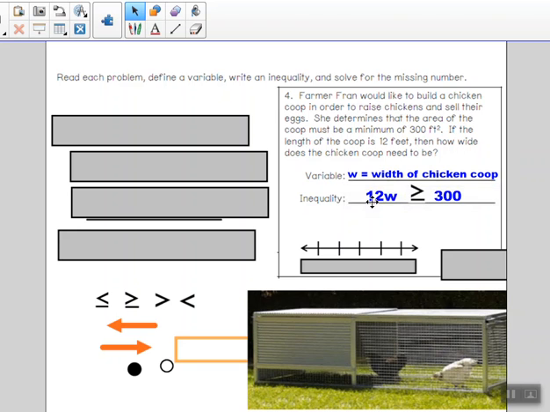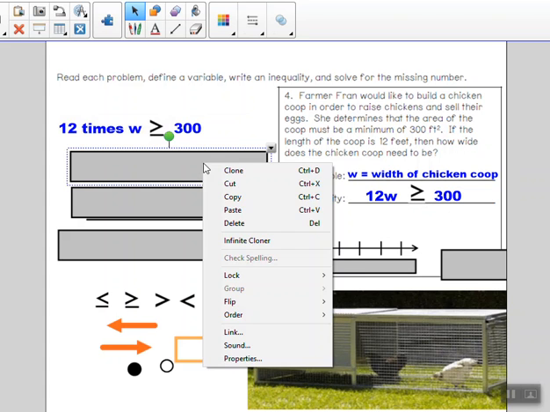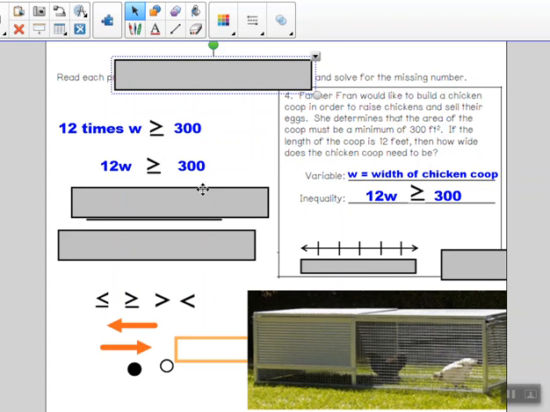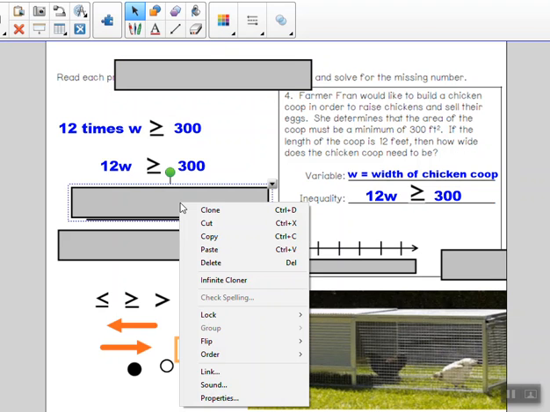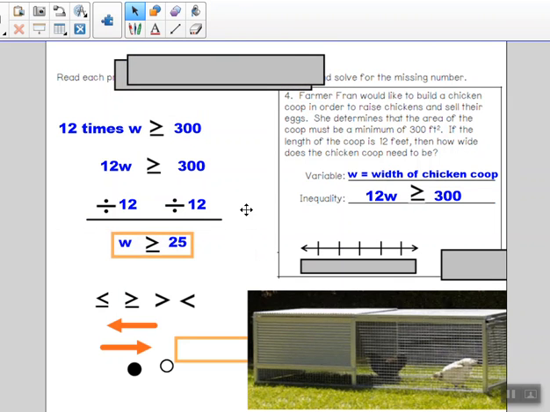So if we do length times width, we want that to have an area of at least 300 square feet, at least that much, all right? So if we want to solve this one, that's kind of what we were doing first, 12 times the width. So I just rewrote it, 12 times W. And if we want to get the variable by itself, what do we do here? Well, we divide this by 12. So over there, we'll divide that by 12. And that turns out to be W needs to be greater than or equal to 25. All right, so the width needs to be at least 25 feet.